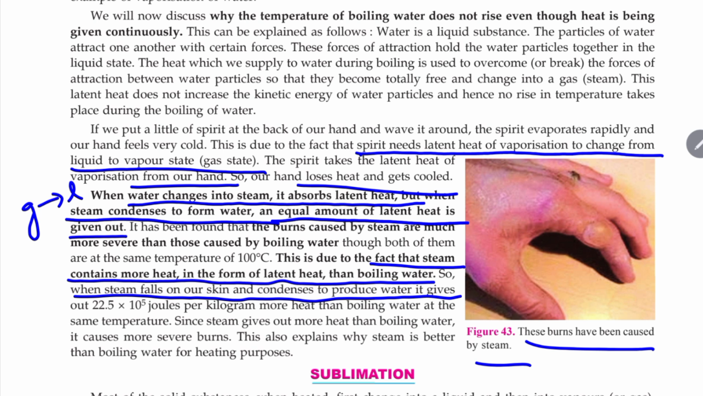How much? 22.5 into 10 to the power of 5 joule per kg of heat is given out, and thus it explains why steam is better than boiling water for heating purpose as well.